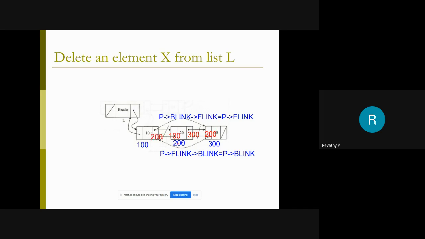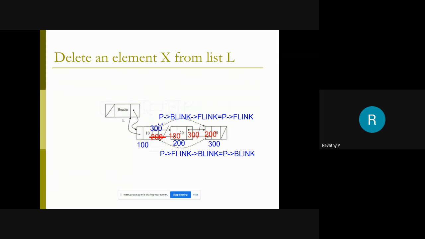So what we are trying to do, this p's backward link. This p is the 20 node, address 200. This is going to be my p. So p's backward link is 100, so we are moving to this node 100. At that node's forward link, we need to make some changes. What is that change? P's forward link, which is 300. So here, instead of 200, we are going to make it p of forward link. So the forward link is changed to 300.